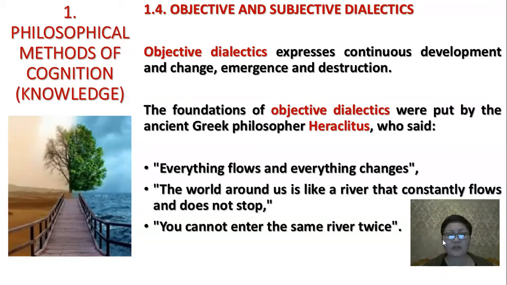The foundation of objective dialectics was laid by the ancient Greek philosopher Heraclitus, who said, everything flows and everything changes. Today, for example, it is autumn, tomorrow it will be summery. The world around us is like a river that constantly flows and does not stop. You cannot enter the same river twice, because the second time it is another water.